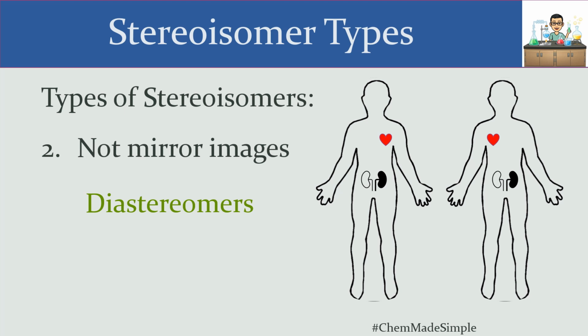We saw two types so far. We saw ones that were mirror images of each other, and we expect them to have a lot of identical aspects. And now we've seen ones that are not mirror images of each other, and we expect them to be similar in a lot of ways, but we also expect them to not behave in identical fashions.